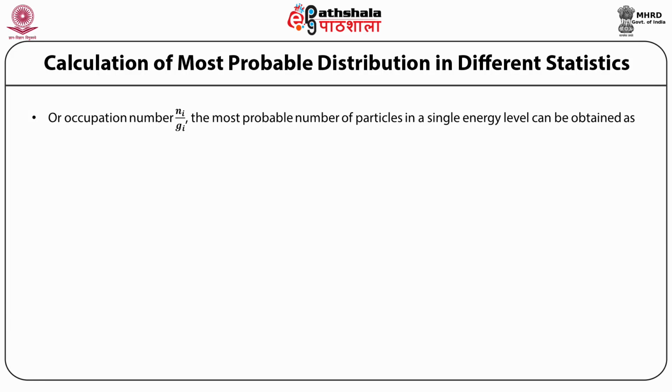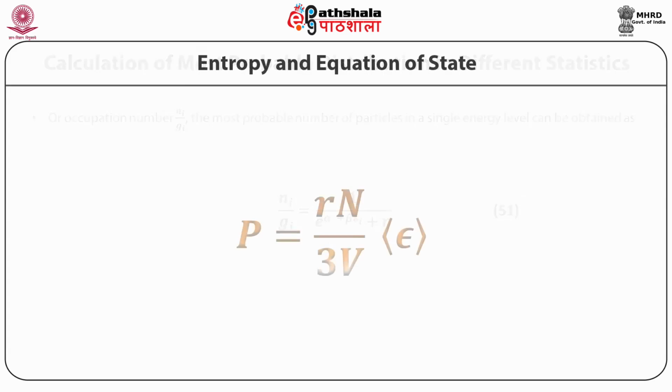occupation number ni upon gi, the most probable number of particles in a single energy level, can be obtained as ni/gi = 1/(e^(α+βεi) + η). Entropy and equation of state.